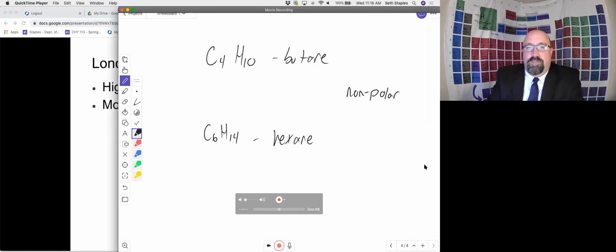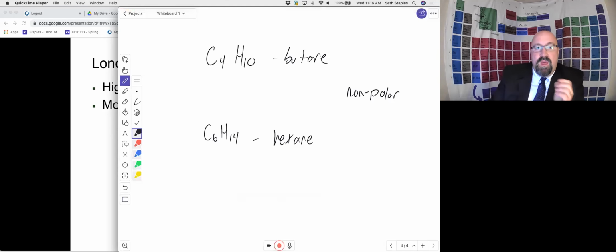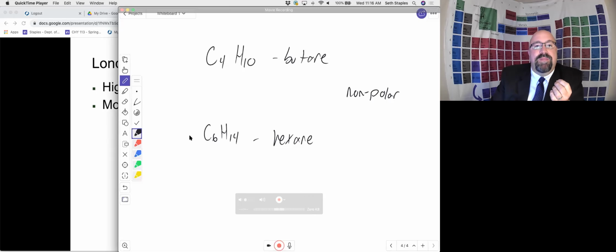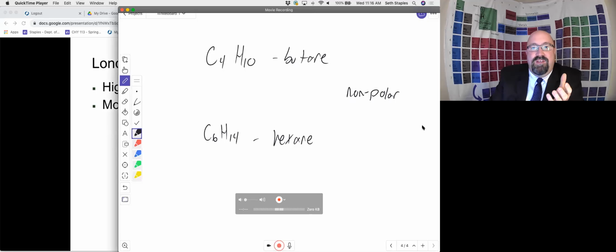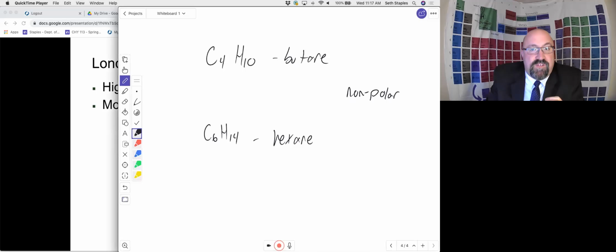And so back to here. Like I said, these are both nonpolar molecules. C4H10 is smaller, has a lower molecular mass than C6H14. That's going to mean that in C6H14, there are more electrons that can be moving around and creating these temporary dipoles. That's going to lead to a stronger force that would hold hexane together. That ends up being reflected in the boiling points of these compounds.